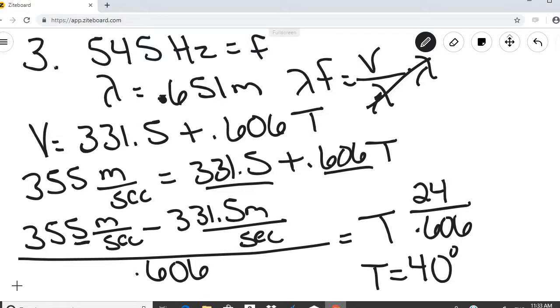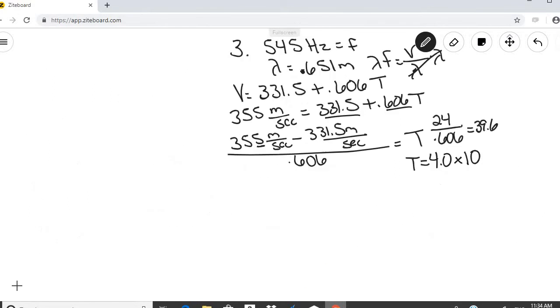Yeah, this will come out to 39.6. But this 24 limits us to, actually, I guess that's going to limit us to 2 significant figures. So I guess we're going to have to express this as 4.0 times 10 to get our two significant figures. Okay, so that is number 3 in those practice problems.